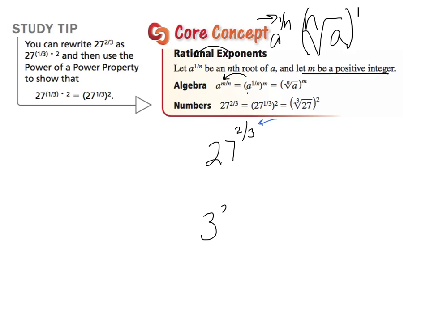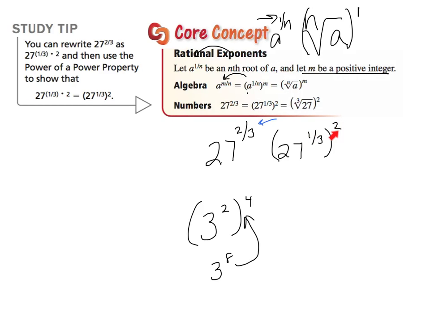Remember when we did this? 3 squared to the 4th. That would be 3 to the 8th. We multiply them. We're reversing it. So we're separating the 2/3 with the numerator. So this is going to be 27 to the 1/3. That means the cubed root of 27. And then the 2 comes out because 1/3 times 2 would give me 2/3. That's using your rules of powers. This would become the cubed root of 27. The bottom number is always your root, but now we take it to the 2nd power.